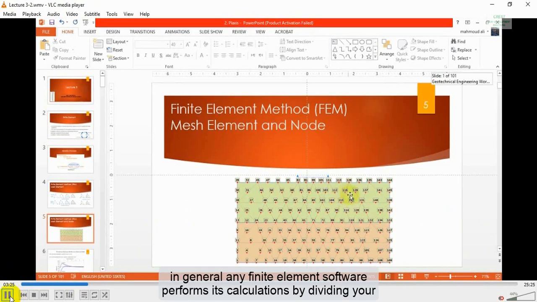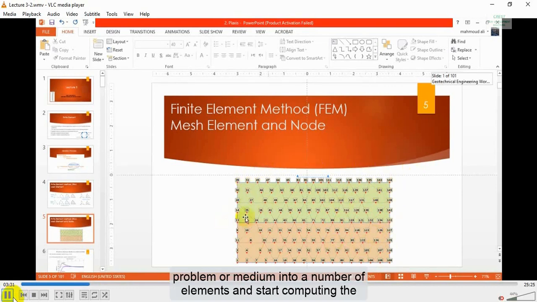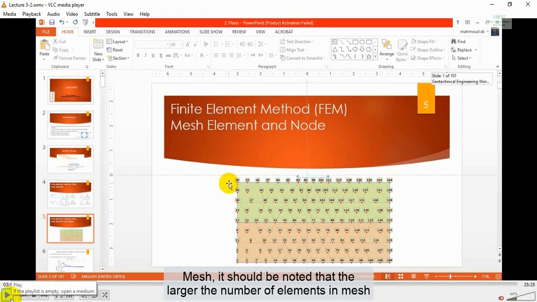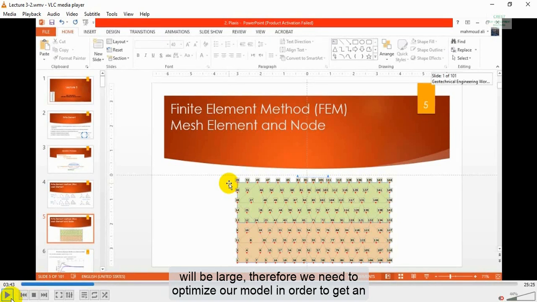In general, any finite element software performs its calculations by dividing your problem or medium into a number of elements and starts computing the stresses and strains at the nodes of these elements, and this is what we call meshing. It should be noted that the larger the number of elements or the finer the mesh, the more accurate a solution you can obtain. However, the computational time will be large. Therefore, we need to optimize our model in order to get an acceptable accuracy within a reasonable computational time.